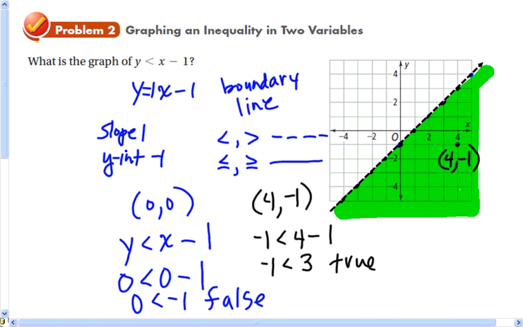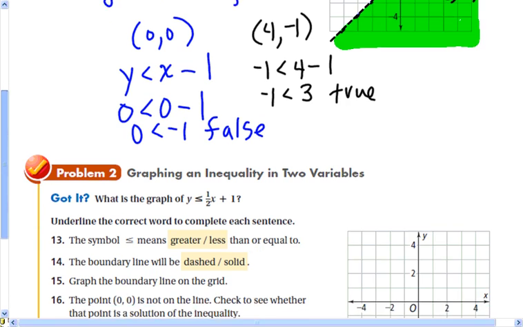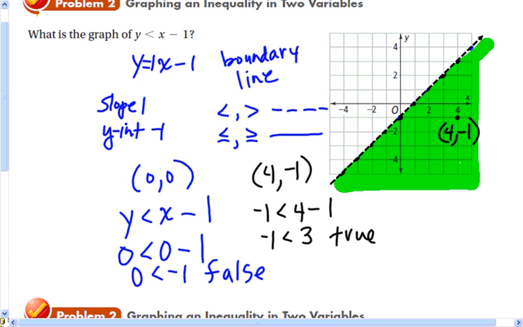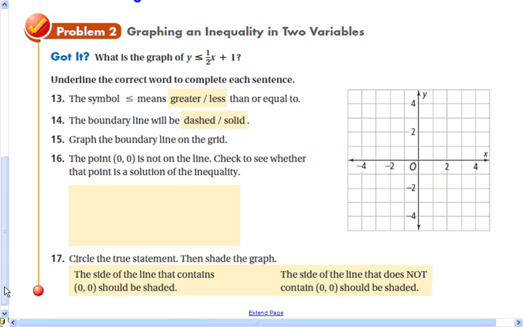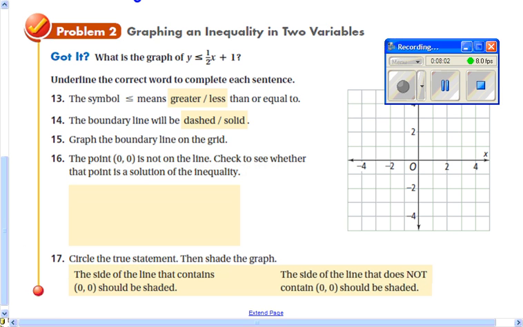So go ahead, try this. Remember that if it's less than or greater than, you're going to use a dotted line for your boundary line, and if it's less than or equal to or greater than or equal to, you're going to use a solid line. That's to indicate that the points on the line are solutions when it's solid. When it's dotted, that indicates the points on the line are not solutions. So go ahead and try this next problem. You can check back with the answer.